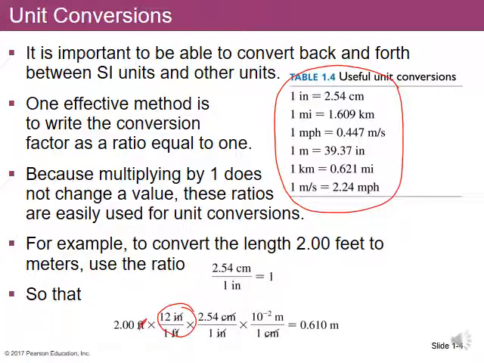Then we're going to multiply that by 2.54 centimeters over 1 inch. That's how many centimeters there are in 1 inch. We do that so that now the inches will cancel out. And then finally, we're going to convert from centimeters to meters. So in every 1 centimeter, there's 10 to the -2 meters. We get that from our chart on the previous slide. Now the centimeters are going to cancel out, and the unit we're left with is meters. So that gives us that 2 feet is equal to 0.610 meters.